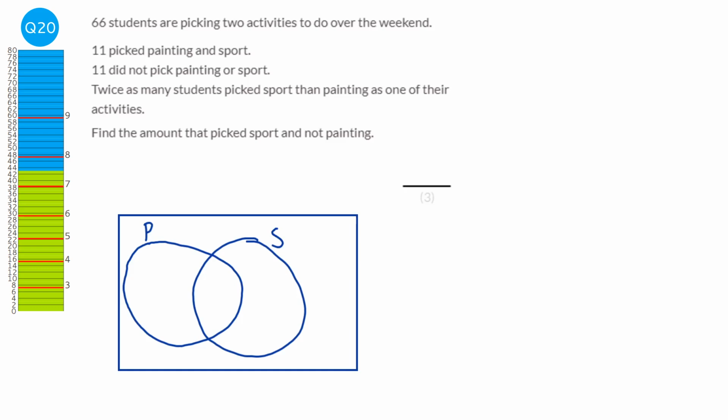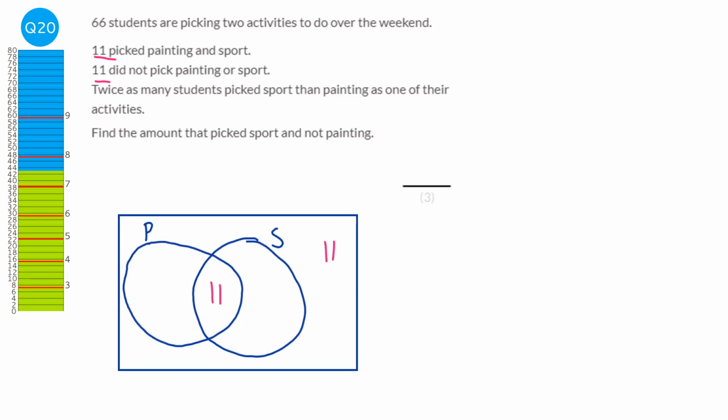So let's start filling in the information it gives us. So 11 picked painting and sport, so that will go in the middle because that is painting and sport, and 11 didn't pick painting or sport, so they can sit on the outside. Now here's the problem. It says twice as many people picked sport than painting as one of their activities. So it's saying that the total number in the sport circle is twice as big as the total number in the painting circle.